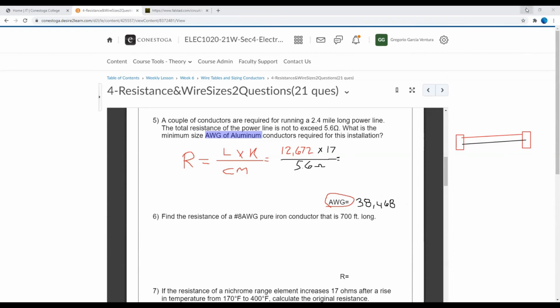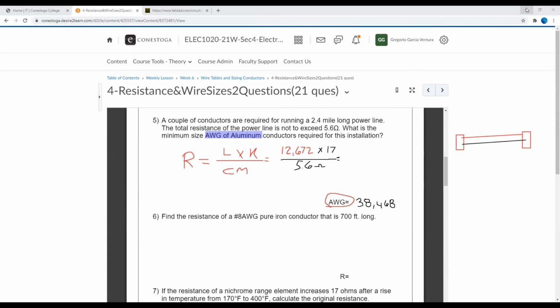so as per the table, it says 4 gauge. 38,468. Okay, so that's going to be a number 4 conductor. Perfect, thank you so much. So that's going to be number 4.